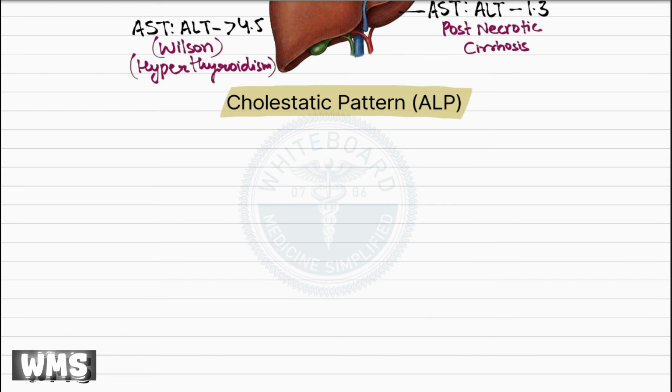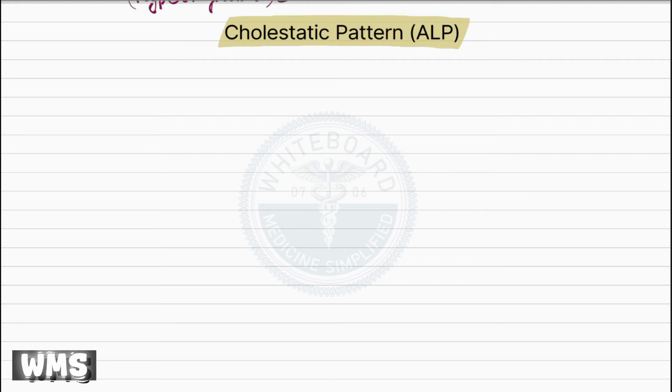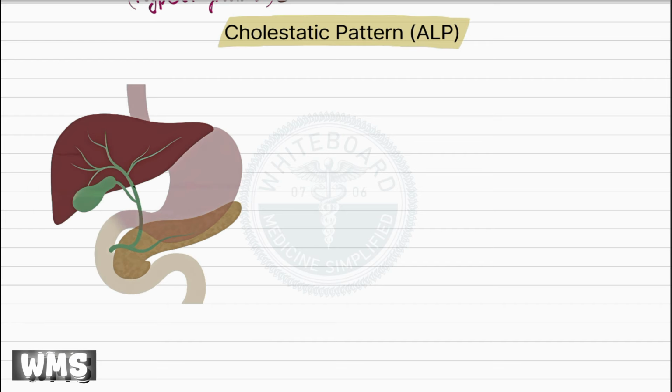Now moving on to cholestatic parameters, one of the most important markers is alkaline phosphatase. It is a zinc-dependent enzyme that is highly concentrated in the microvilli of the bile canaliculi in the liver.